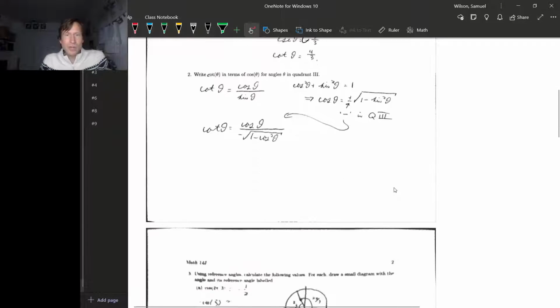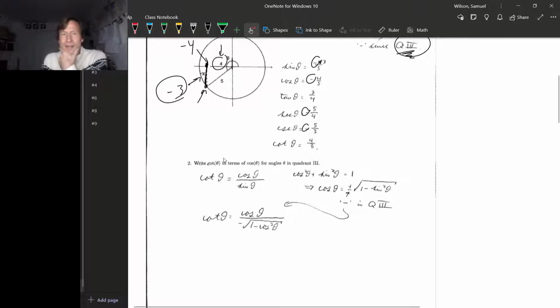On number 2, I asked you to write cotangent in terms of cosine, and a lot of people wrote cotangent theta is cosine theta over sine theta, and then they just stopped. But this isn't in terms of cosine yet because we have a sine floating around, and when I say cosine, we want all cosines. So we need to get rid of this sine theta somehow. The most straightforward way to do this is the relationship between sine theta and cosine theta, the Pythagorean identity.